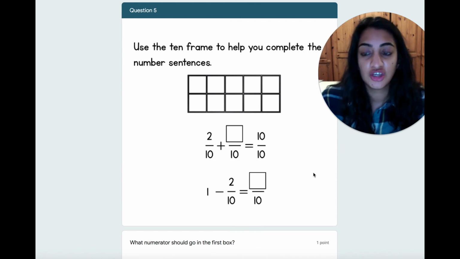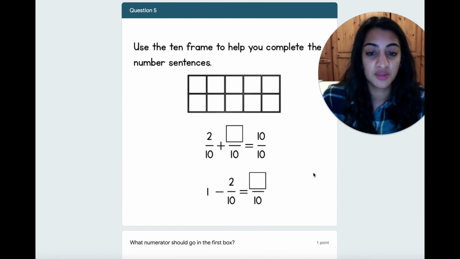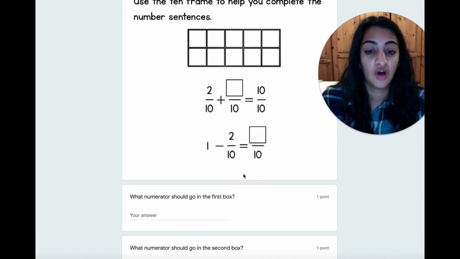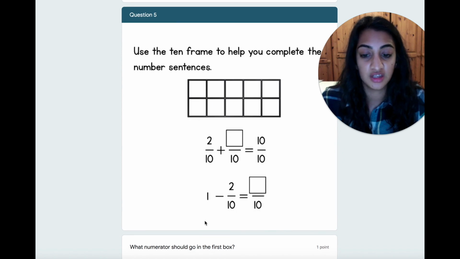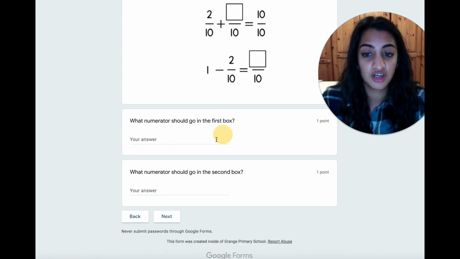Next question, use the 10 frame to help you complete the number sentences. So this 10 frame is a picture, and it can maybe help you. If you look at the picture carefully, it might be able to tell you how to complete these number sentences or these calculations. So we've got 2/10 plus something tenths makes 10 tenths. So what numerator should go in the first box?